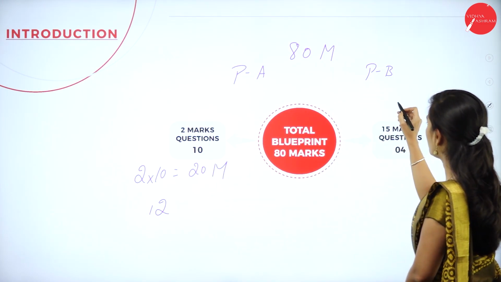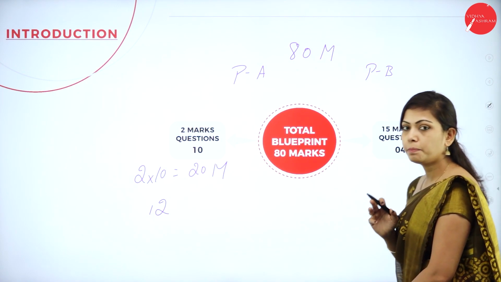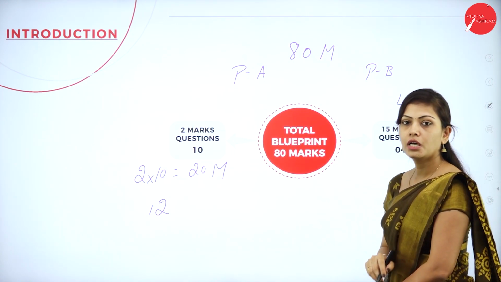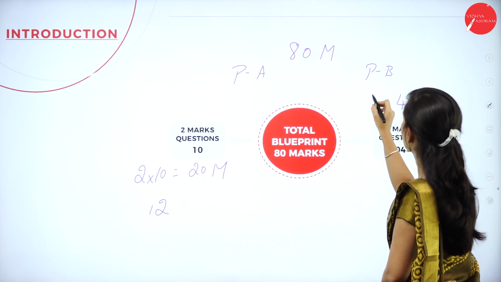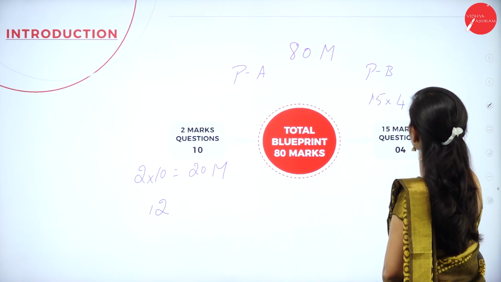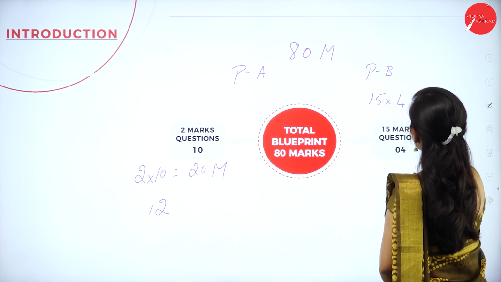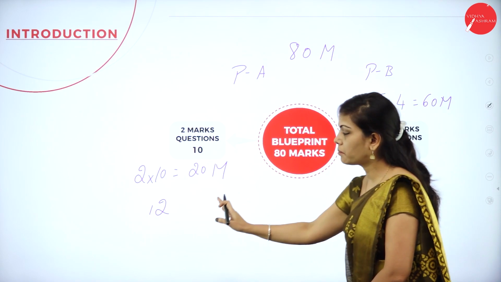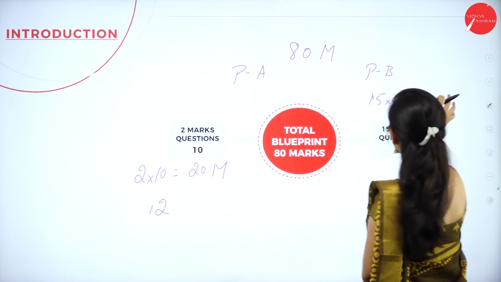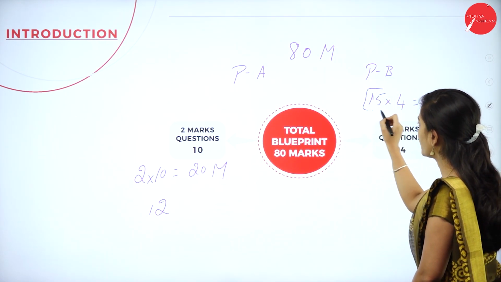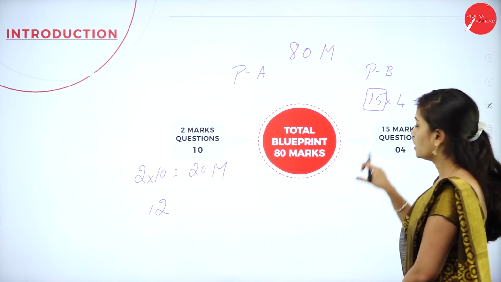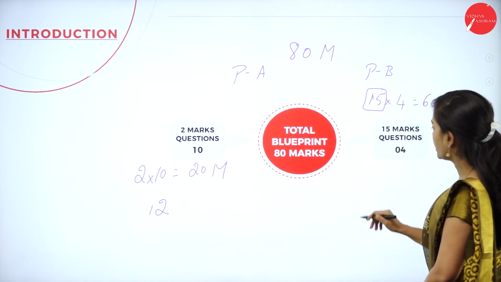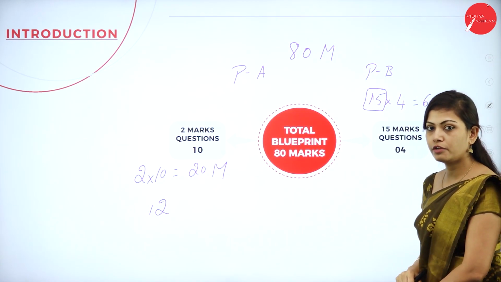Coming to the next part, that is part B. In part B, we'll be having 4 questions. Each question carries 15 marks, so you can score 60 marks in part B and 20 marks in part A. You have to attend 4 complete questions. In every question, you will get one choice.